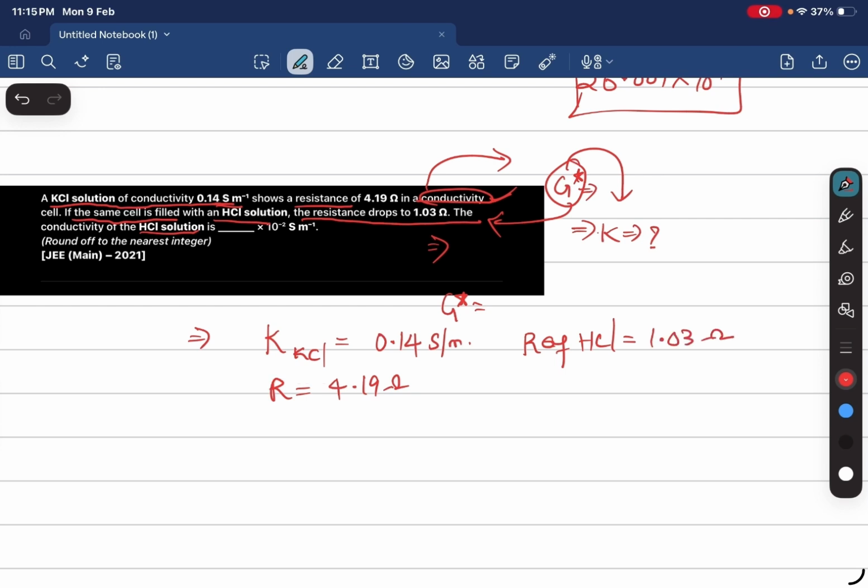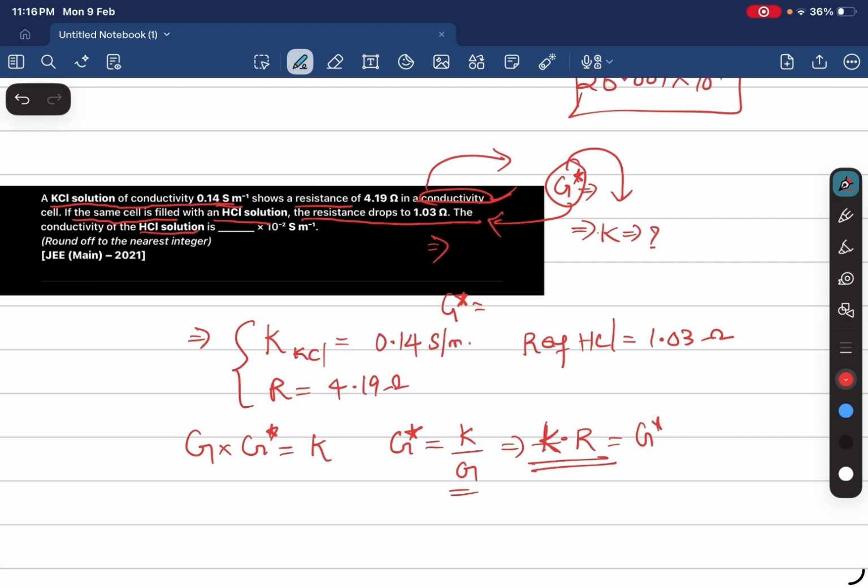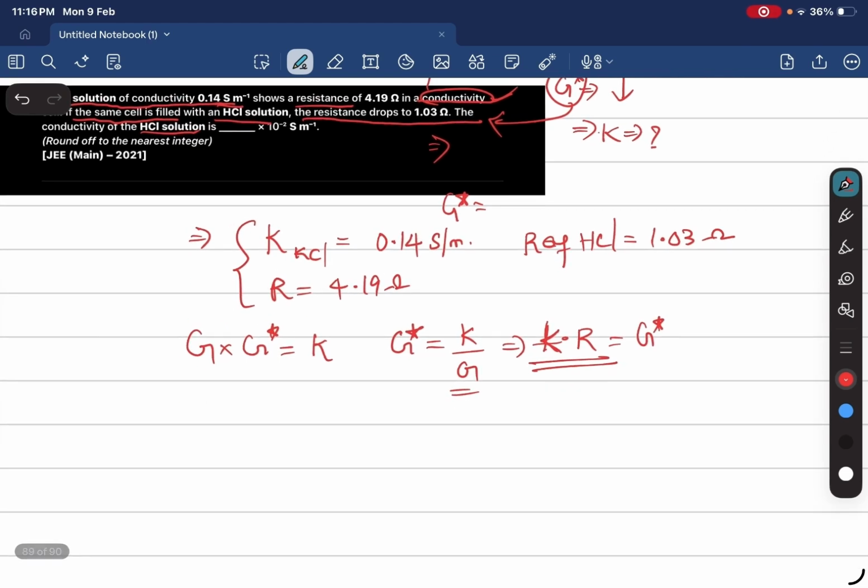Now from these two we can calculate G. So G into G star equals kappa. So G star equals K by G. We can also write it as kappa into R, because G is nothing but 1 by R. So kappa R equals G star. First we will do this. What you will get here is 0.14 into R value 4.19. You simplify this, you will get 0.5866 meter inverse, because it is the cell constant.